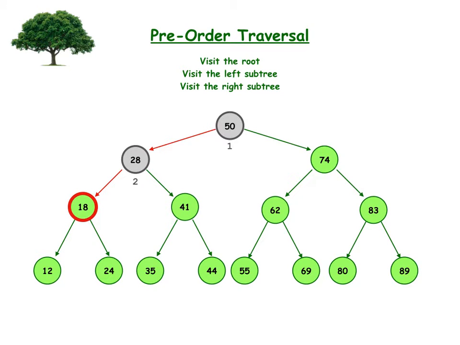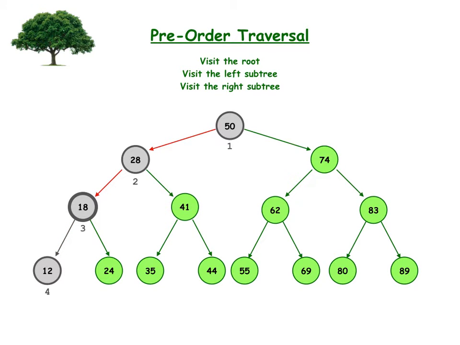Now we're at 18. 18 is the root of its own subtree. So 18 gets visited. Next, we visit 18's left subtree. And once again, 12 is the root of its own subtree, thus it gets visited first. Next step, go left, 12 has no left. Next step, go right, 12 has no right. So we're done with 12, we come back up.